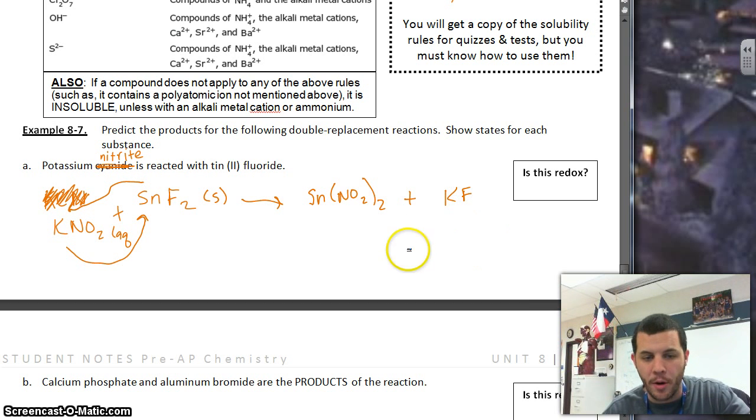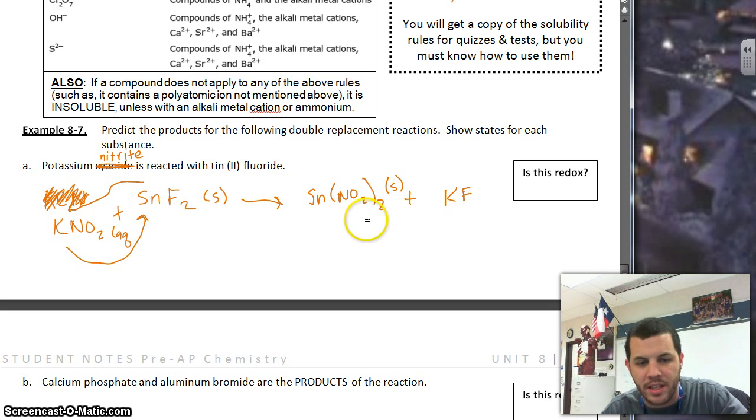Okay, now let's go back to our solubility rules. Nitrite, remember, wasn't up there, so that tells me that this is going to be a precipitate. It's going to be a solid. And potassium fluoride, potassium's a group 1, it's always soluble, making this one aqueous.